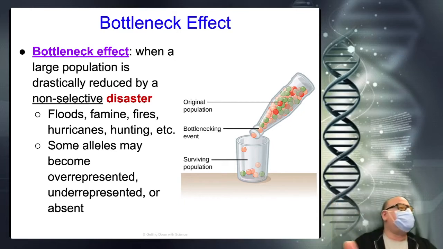Let me ask you this. Look at the cartoon. How many red ones are shown in the bottle? I can only see 6, I think. What if 2 red ones ended up in that population? What would happen to red as time went forward, as the population reestablished? It would be way more prevalent than it was in the past. So bottlenecks can make things go both ways.